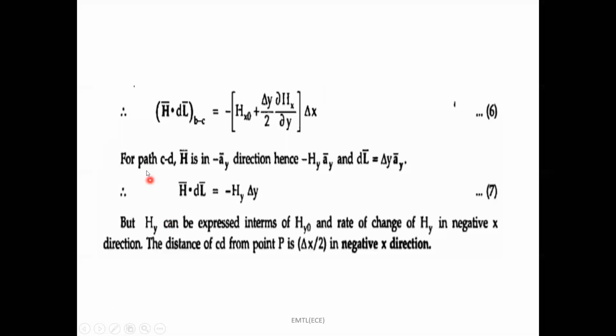Now, finally, H bar dot dl for the path B to C is expressed as minus. The minus means negative x direction. Hx naught plus delta y by 2 dou Hx by dou y, and the dl value is delta x.